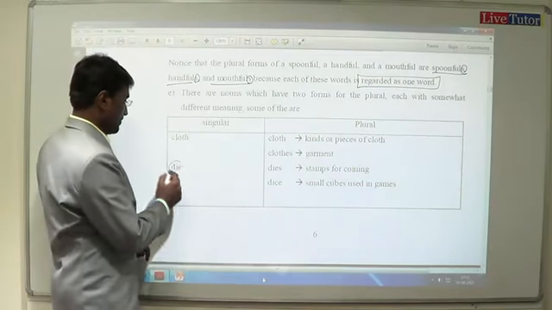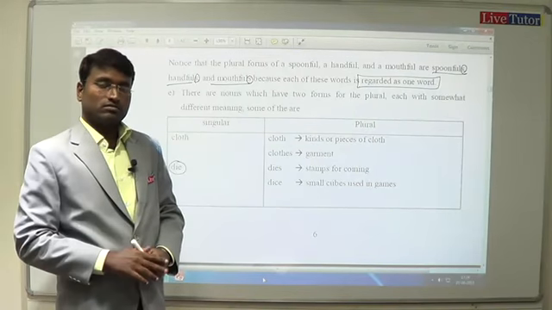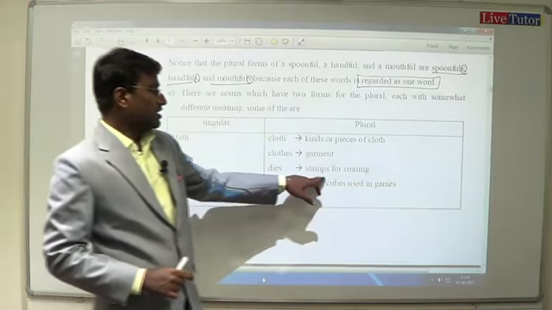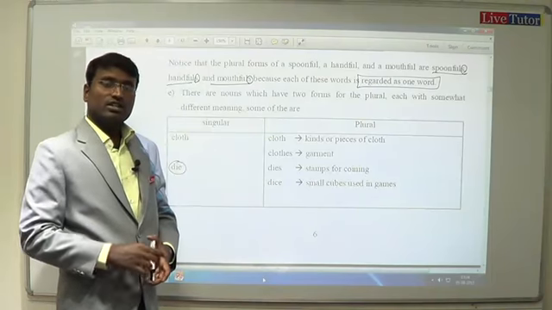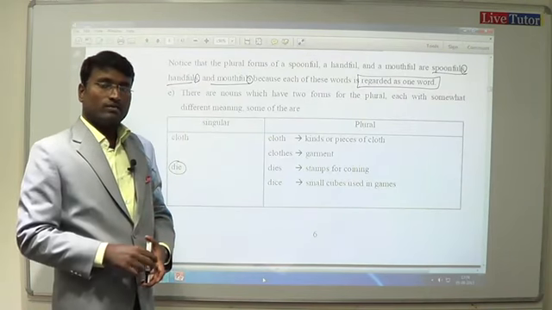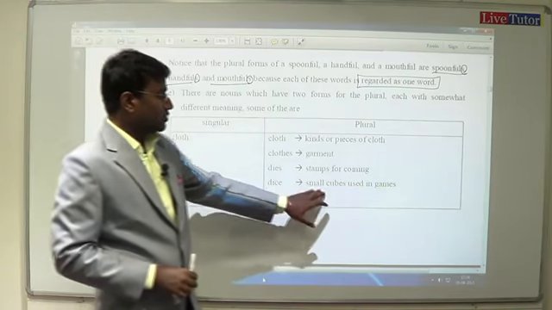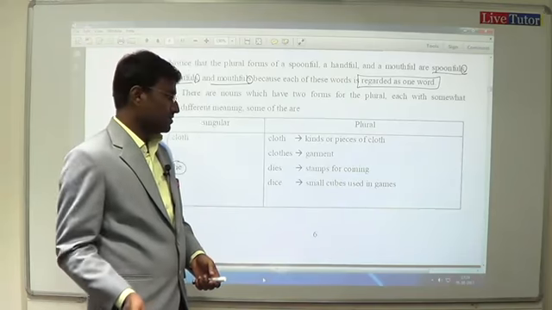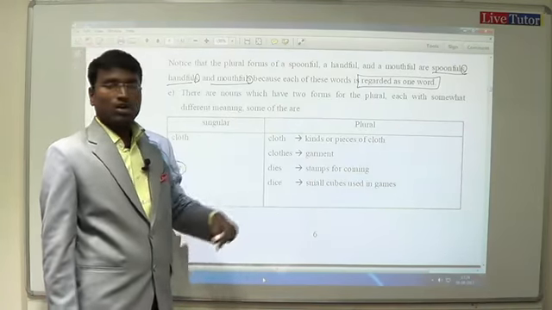Dye. What is dye? To die, to pass away. Dyes, a stamp for coining. What is dyes? A stamp for coining. Dice means small cubes used in games. Dice, used in games. Another dice is a stamp for coining.